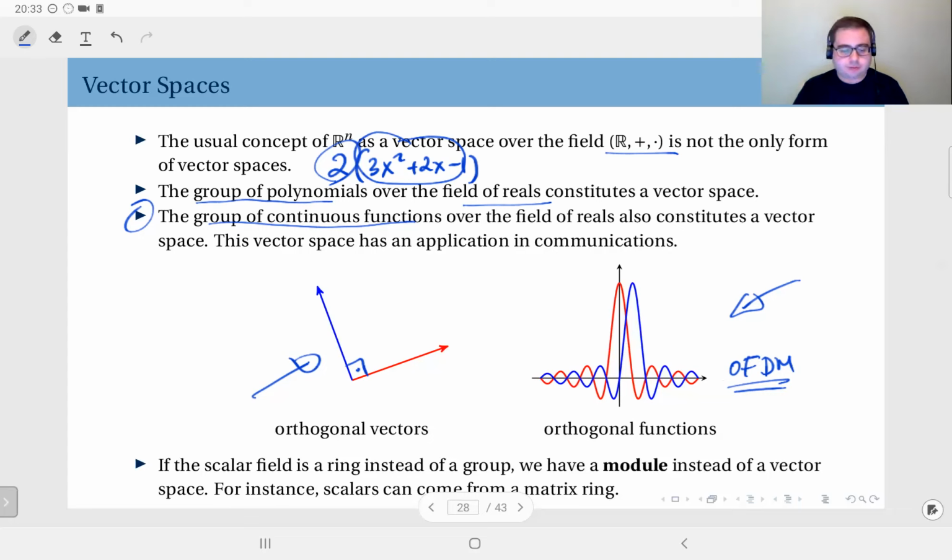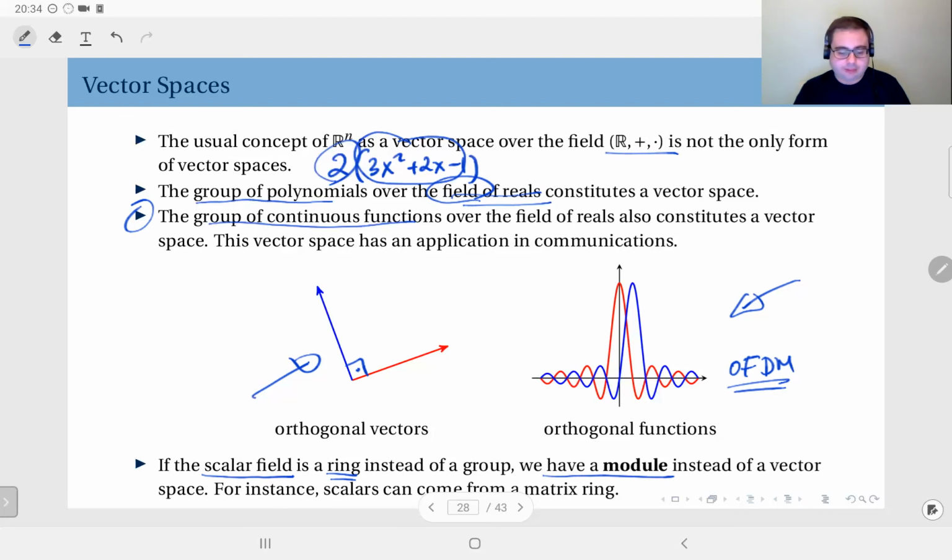Finally, let me give you a generalization of vector spaces. Remember, the scalar field we use is a field of reals or field of scalars, whatever that is. Instead of a field, if you use a ring, what will be missing is commutativity. You will not have a commutative multiplication of scalars, so it will be important in which order you multiply the vector with a scalar. Instead of a field, if you use a ring, what we have is a module instead of a vector space.